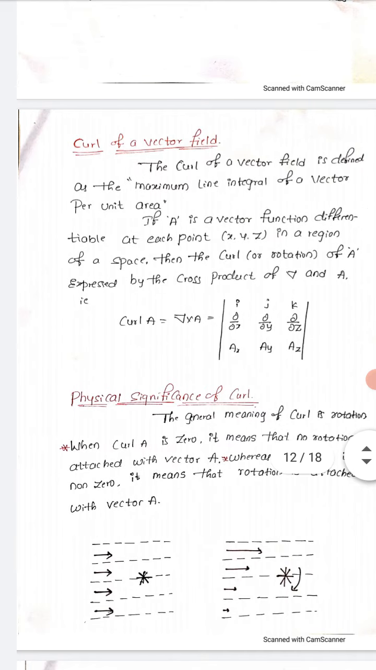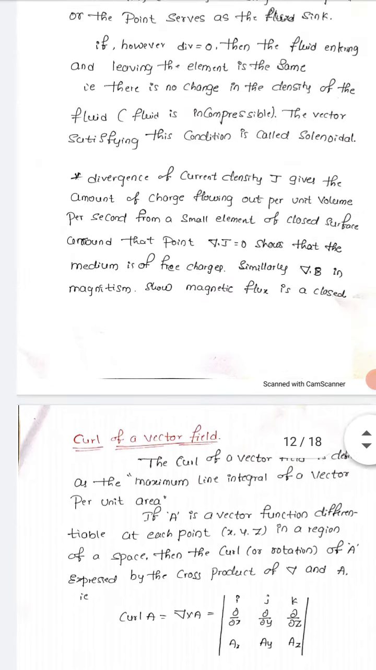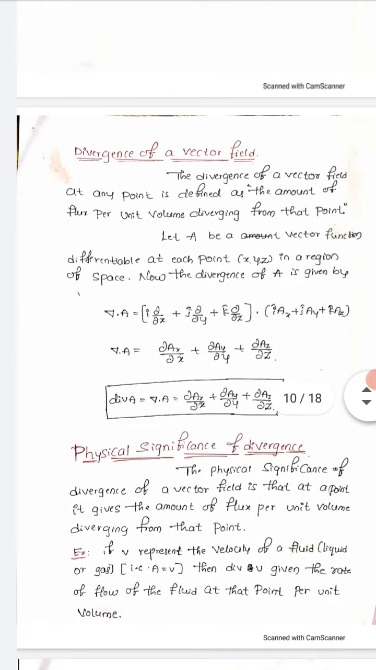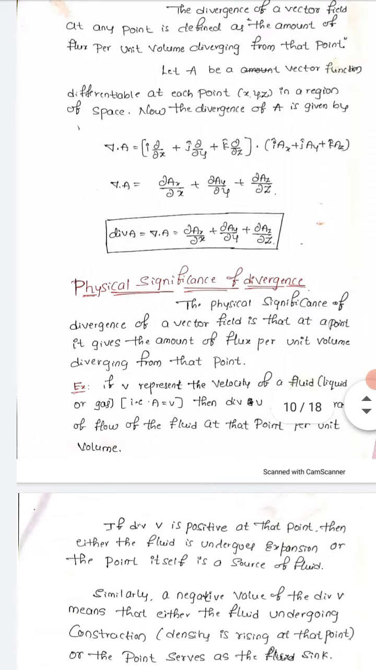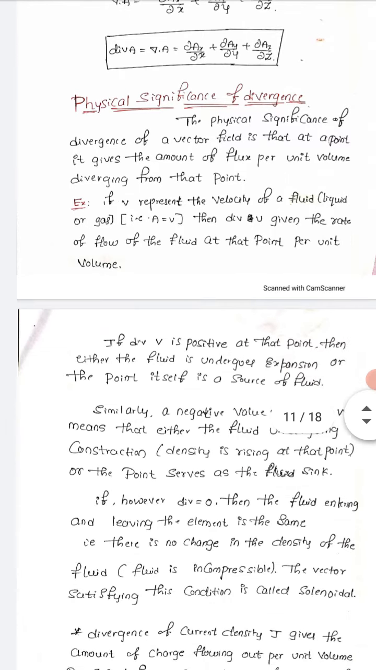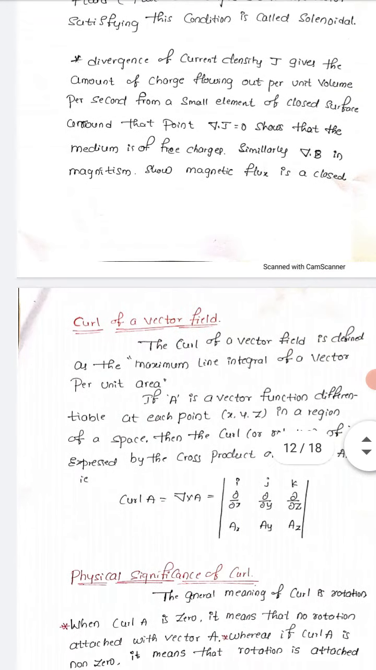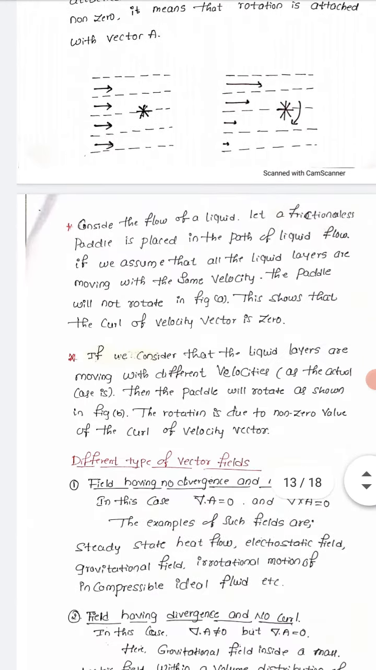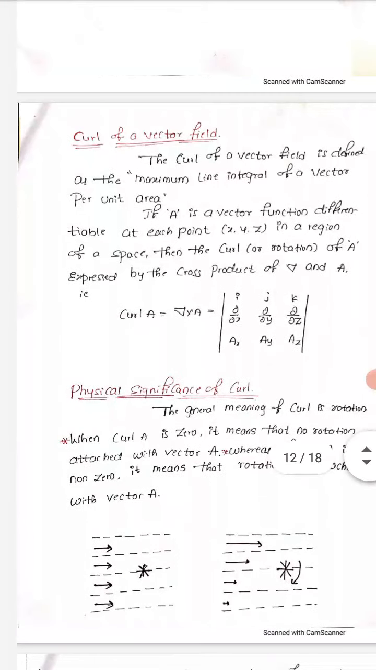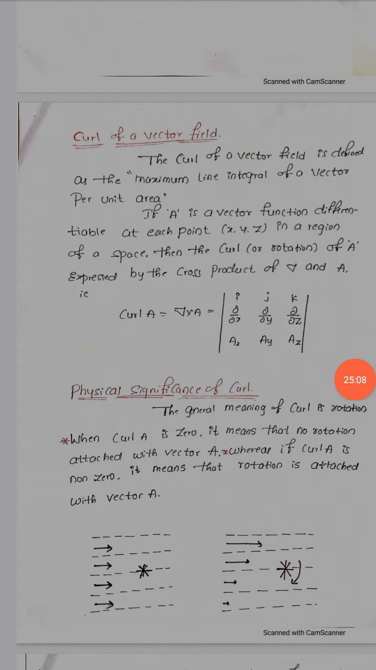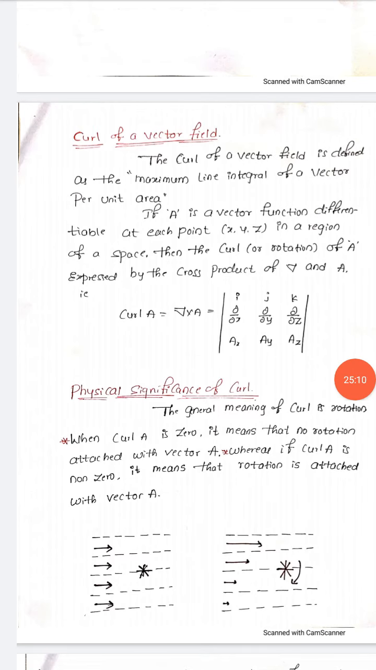Then curl of a vector field. First one was the divergence of a vector field and the physical significance of divergence. Then curl of a vector field. The curl of a vector field is defined as the maximum line integral of the vector per unit area.